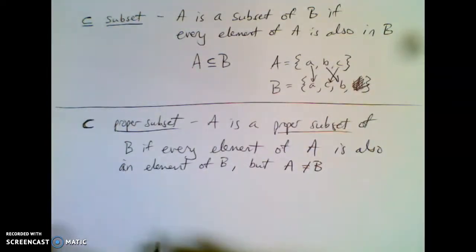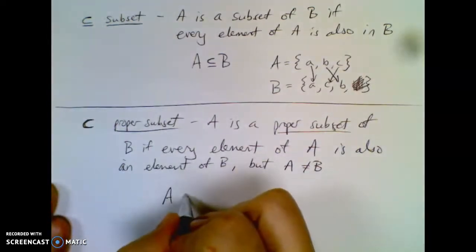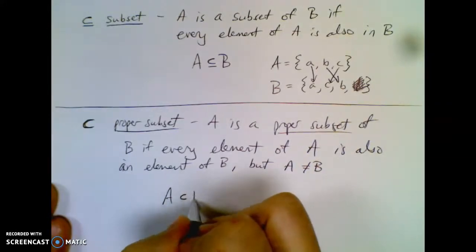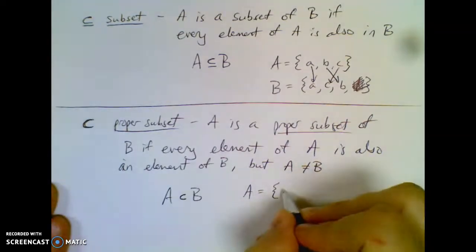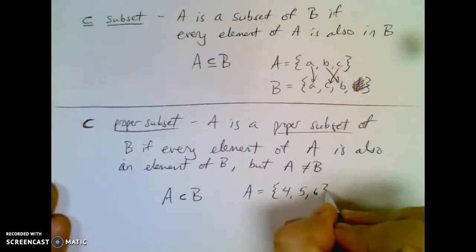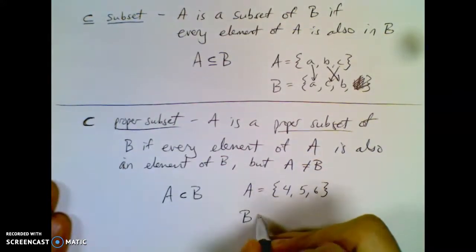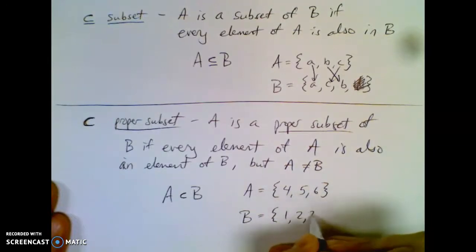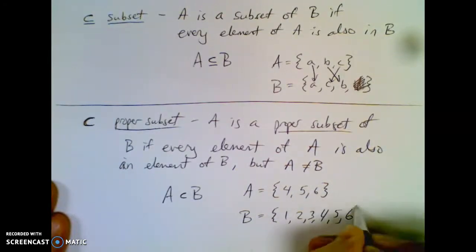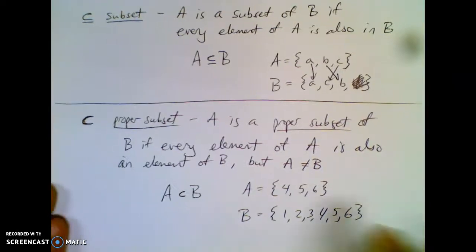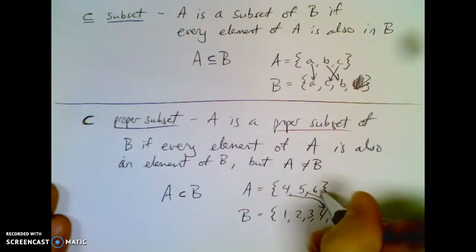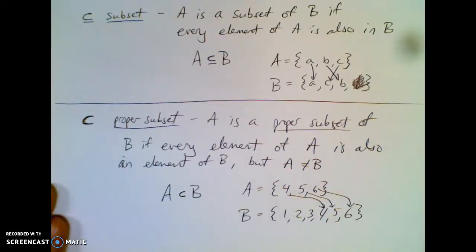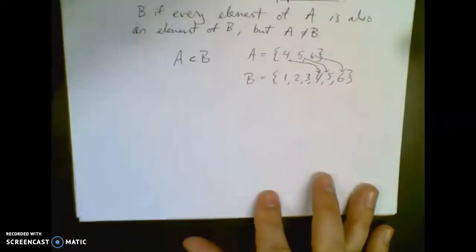Now they scratched out the D. So you'd write it like this. A is a proper subset of B. And let's do 4, 5, 6. So let's say that's A, and B is 1, 2, 3, 4, 5, 6. Okay, so A is a proper subset because you can find every element with its link here, but you wouldn't call them equal. Which brings us to our next one.